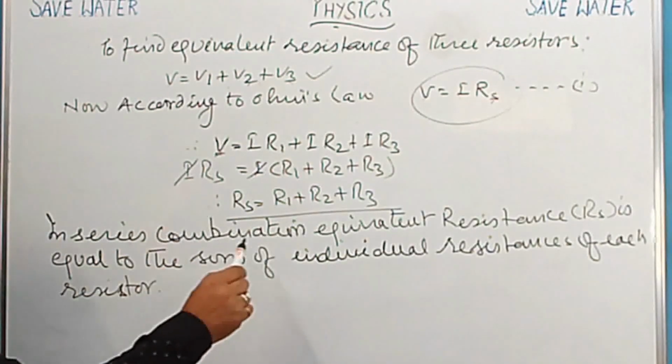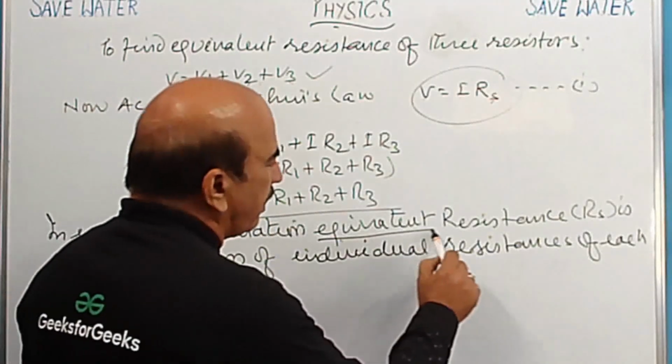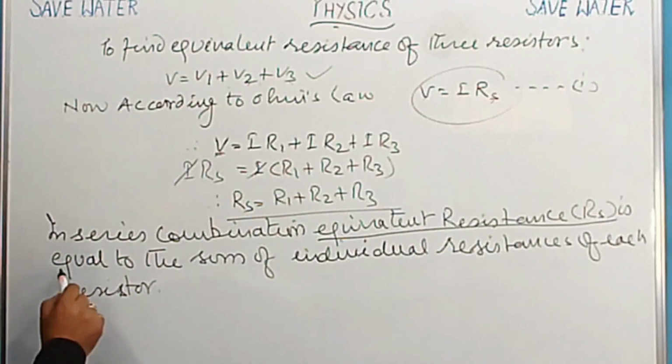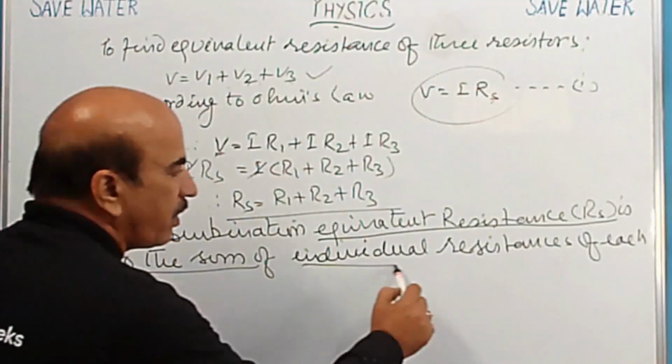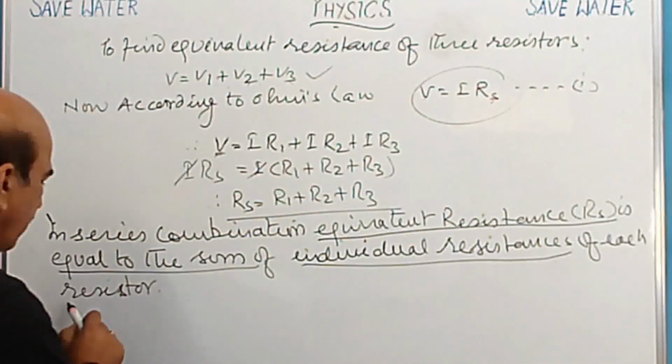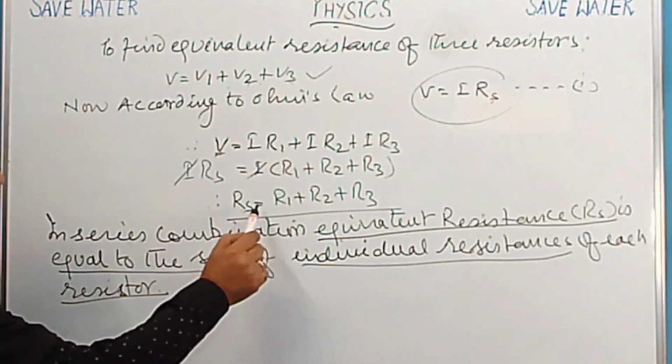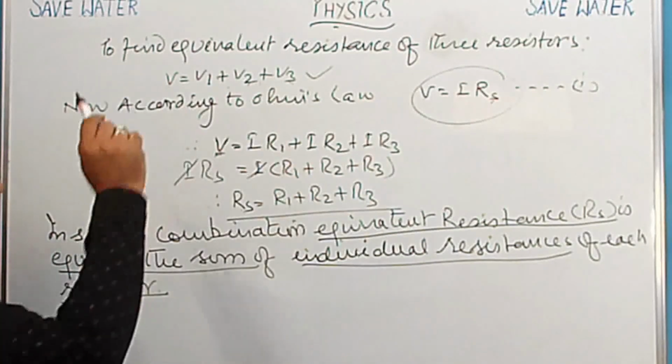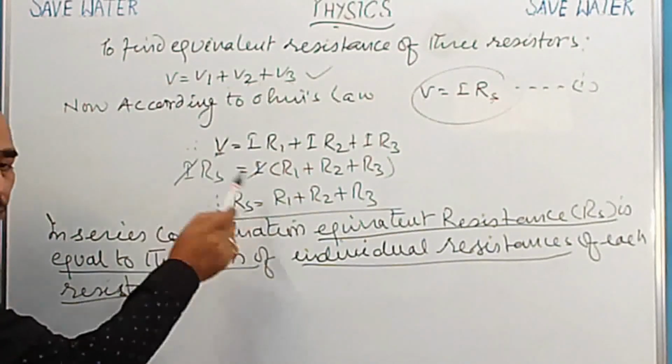Okay. So here what do we see? In series combination, equivalent resistance RS is equal to the sum of individual resistances of each resistor. Okay. Rs is equal to R1 plus R2 plus R3. So here we get an important relation.